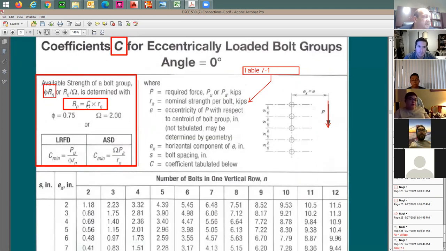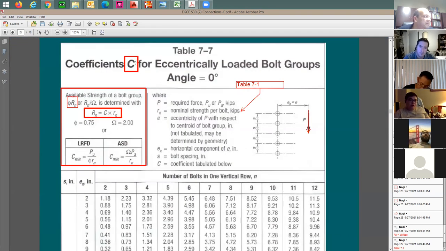And this C, it looks to me, is like the effective number of bolts in the group. So I'm going to say this C, to understand it, because it's not written this way, but this is my understanding, is going to be the effective number of bolts in the group.